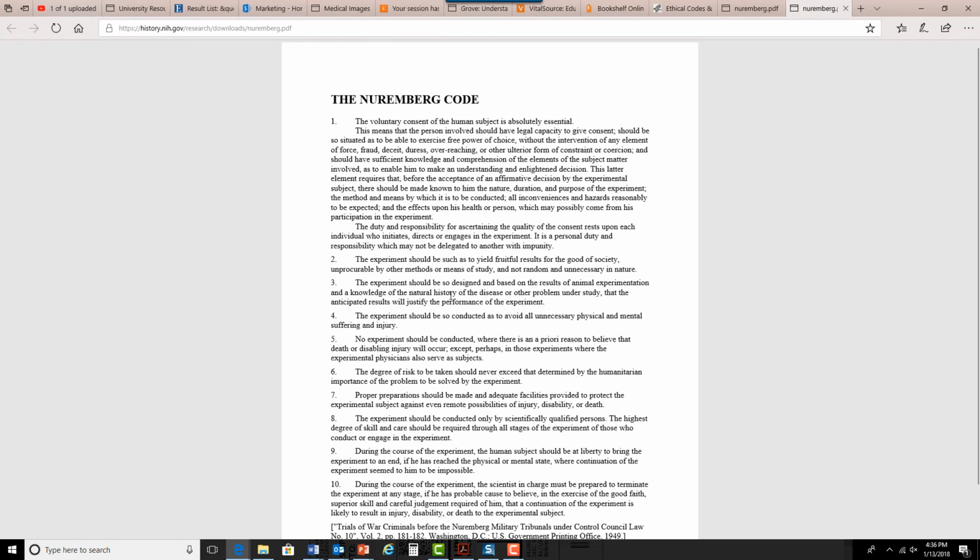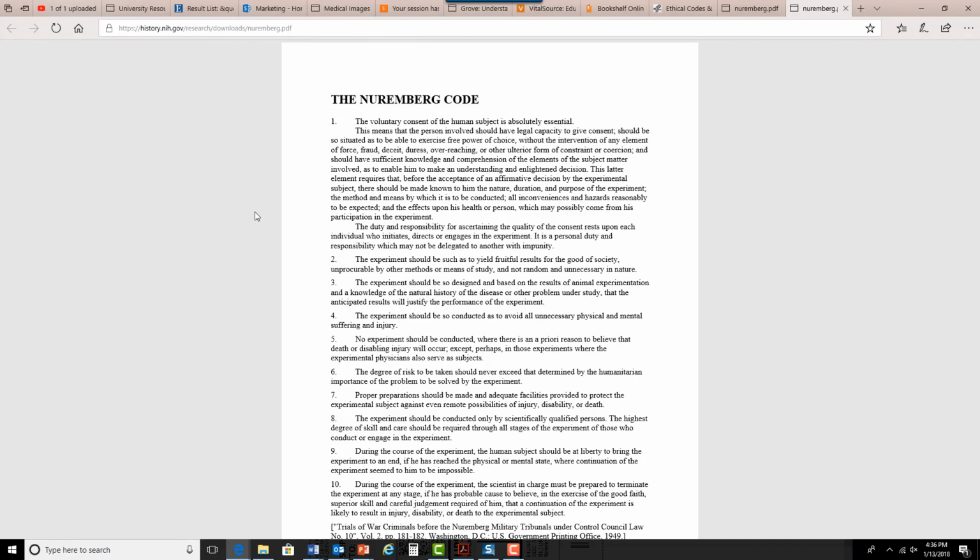And so there are a number of provisions, the main ones being that voluntary consent of the human subject is absolutely essential. Remember, with the Nazis, they used prisoners of war or other people who had absolutely no ability to refuse and also had no control of what happened to them. They were literally prisoners and they were experimented on in horrific ways. And they often died or had terrible deformities afterwards because of it.